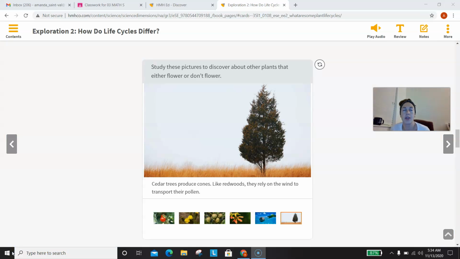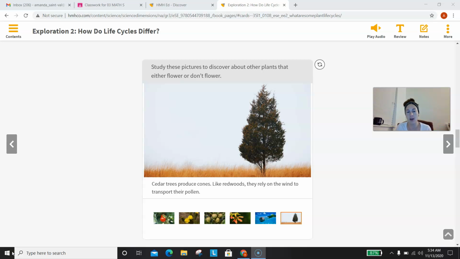Okay, so the only difference that we see between the flowering plants and the non-flowering plants is that flowering plants have the fruit and they have flowers. And with the non-flowering plants, they have cones. And they also have spores, which is another thing that we're going to study next.